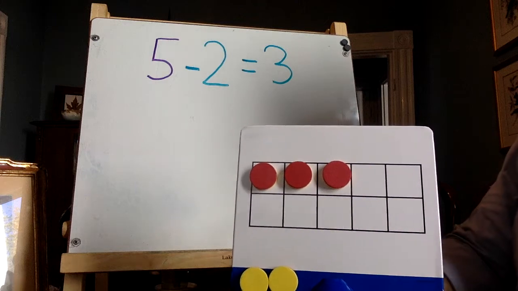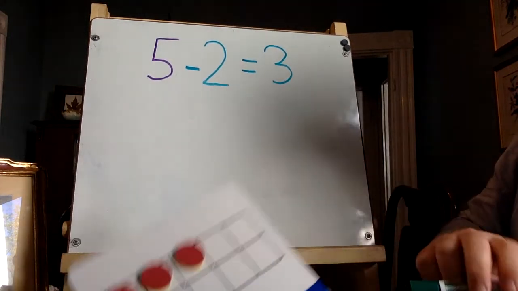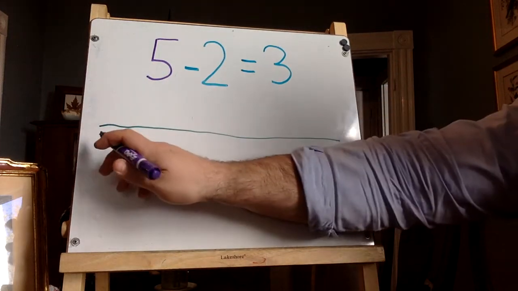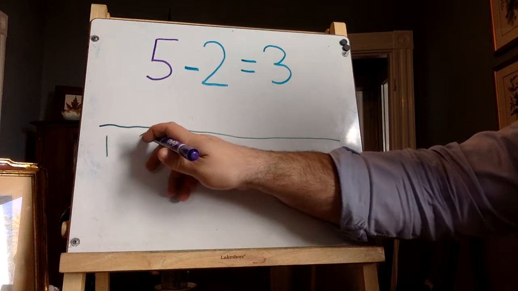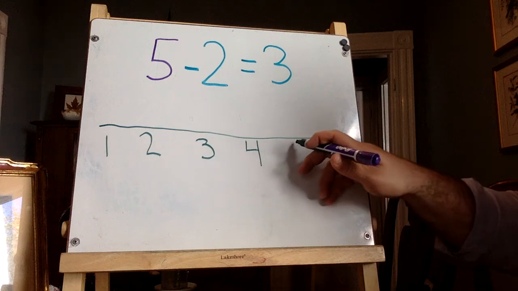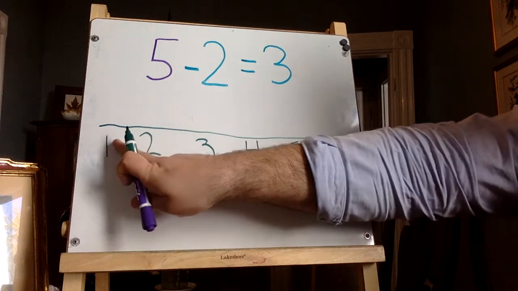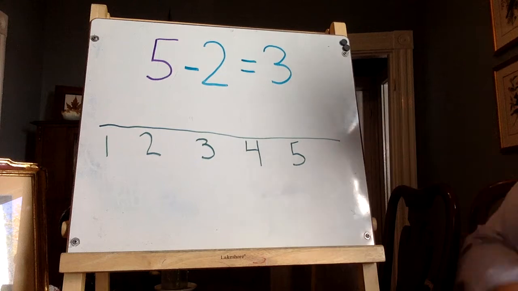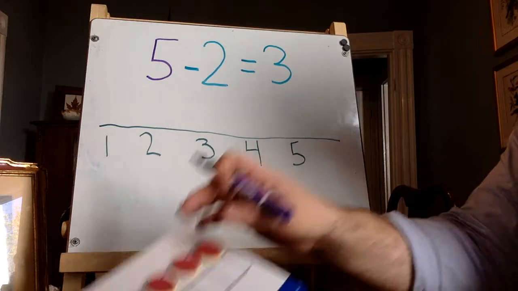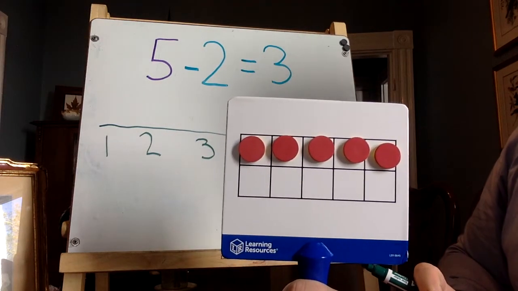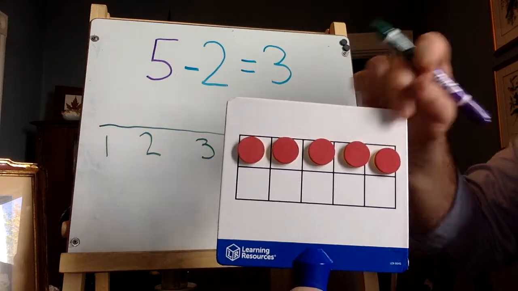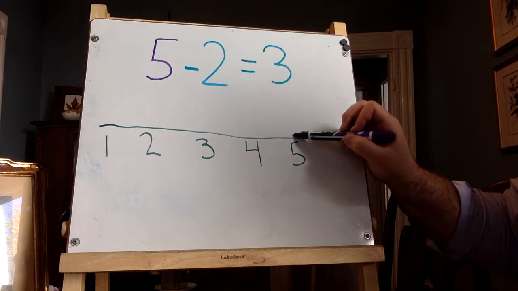Now, let me show you what that looks like on a number line. So here, if I just draw a line, and I put the numbers 1, 2, 3, 4, and 5. I have spaces in between all of my numbers. What number did I start with? How many were there in the beginning? 5. 1, 2, 3, 4, 5. So I'm going to circle 5 on my number line.